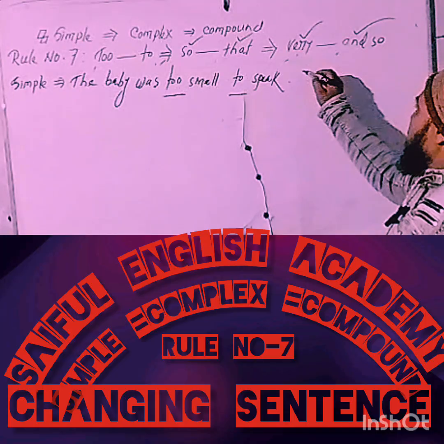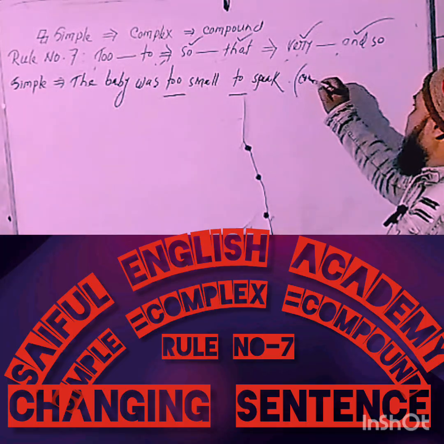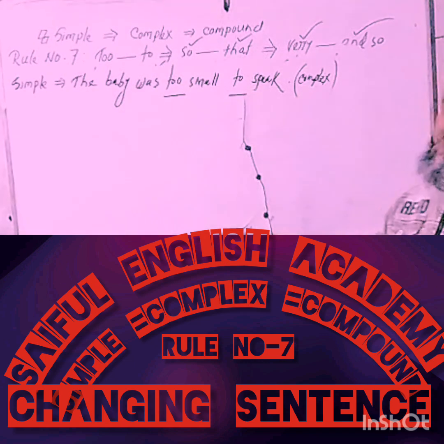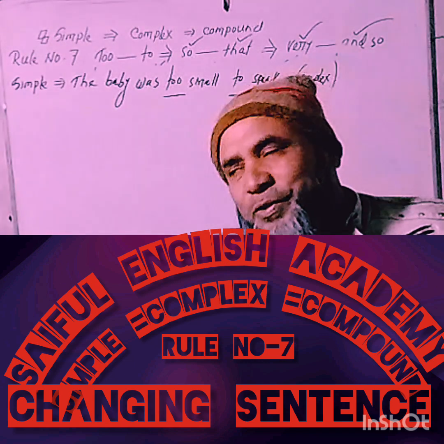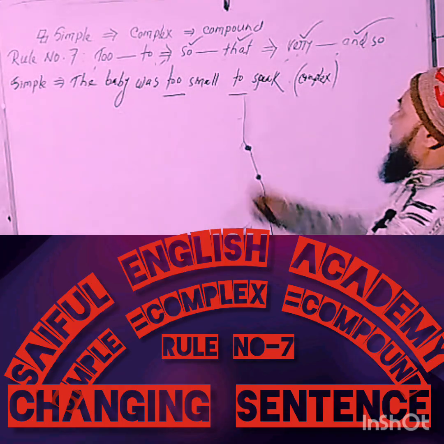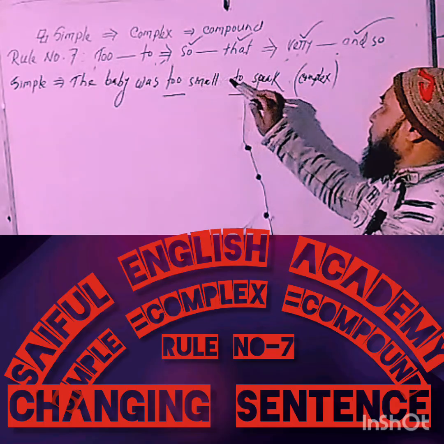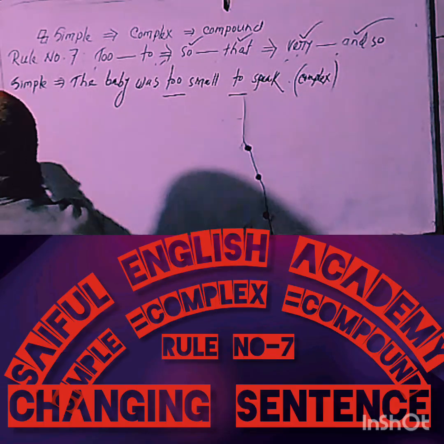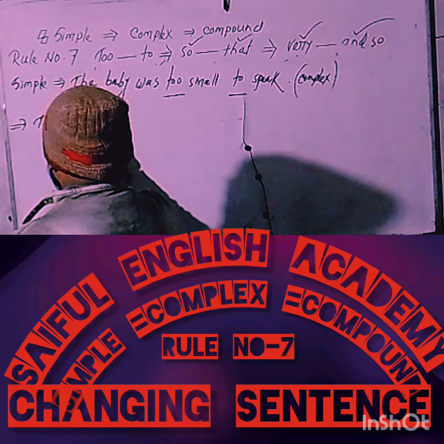Okay, let's take a look at the board and try to understand. Suppose you are told to change a sentence of statement into a complex sentence. My dear learners, in this case, what steps should you take? At first step, to change a sentence of statement into a complex sentence, you have to use so that instead of too dot dot to. So, my dear learners, start writing.